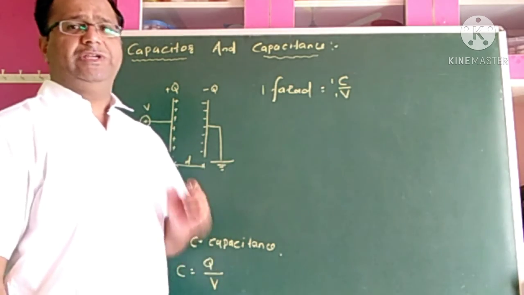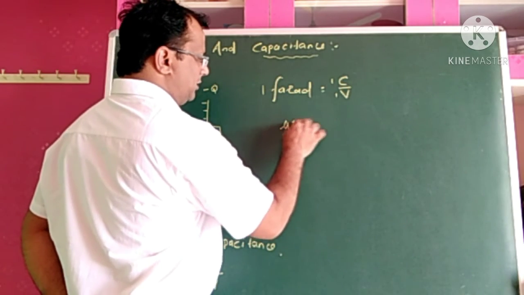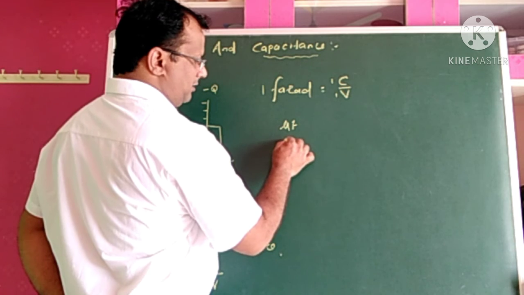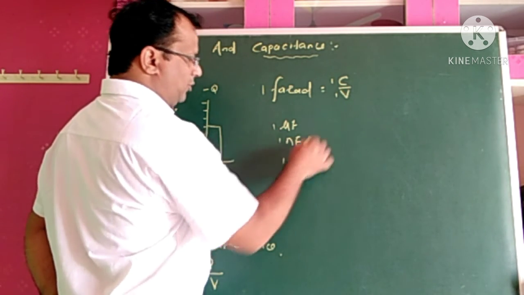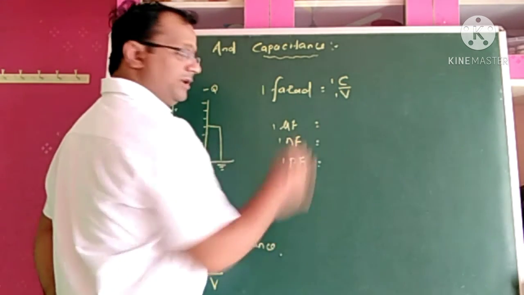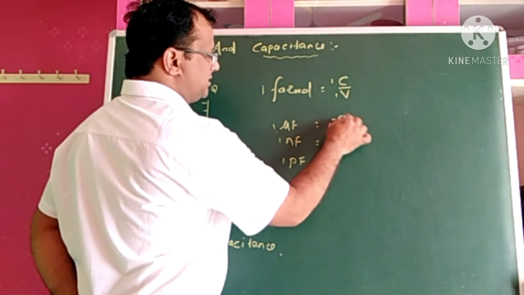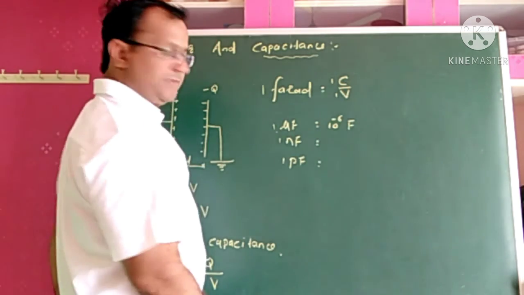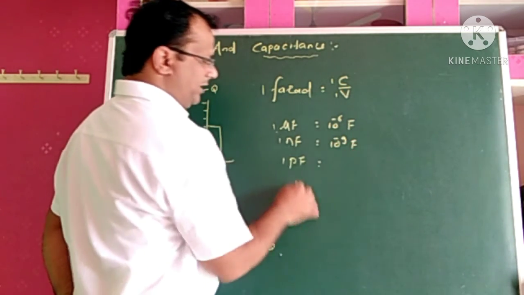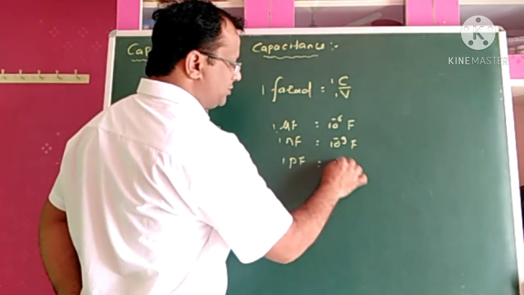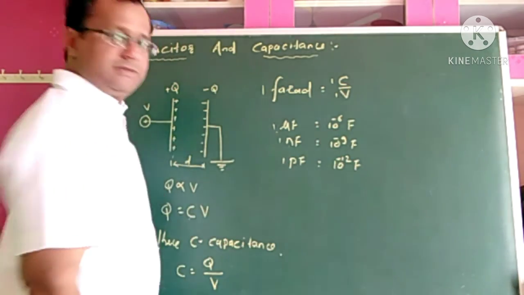Most of the time we use the units microfarad, nanofarad and picofarad. Suppose we want to find the conversion factors: 1 micro means 10 raised to minus 6 farad, right? Nano means 10 raised to minus 9 farad, and pico means 10 raised to minus 12 farad. So these are the conversion factors, right?